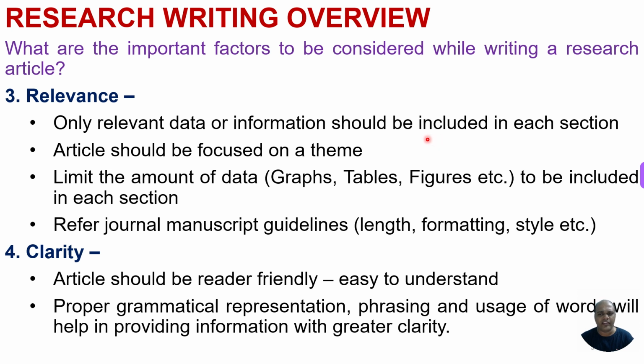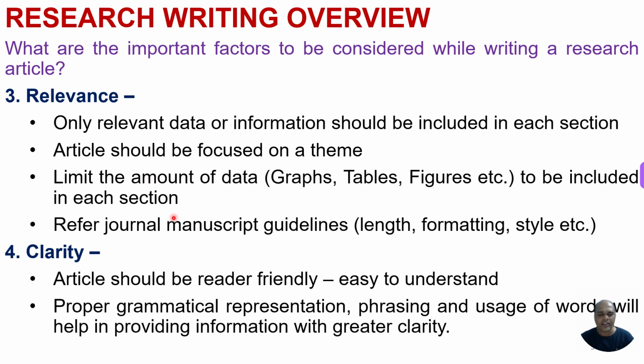We should not write stories or elaborate too much on a particular concept. We should give only relevant data or information in each section. The article should be focused on a theme. We should take a theme and our article should be written on that theme. We should not get diverted from that, and limit the amount of data like graphs, tables, figures. We should not put a large number of graphs, tables, figures. Pick the important information to be given in an article, like important graphs, tables and figures that can be included in each section.